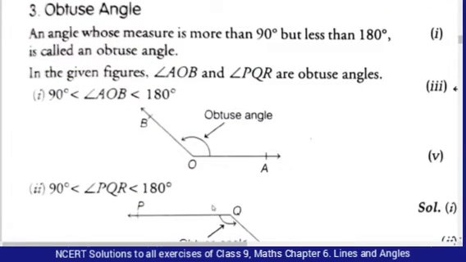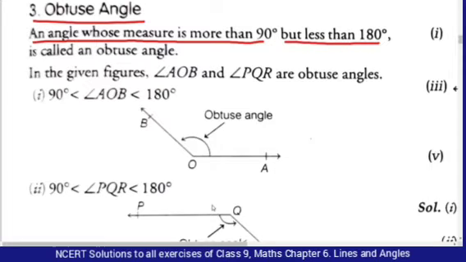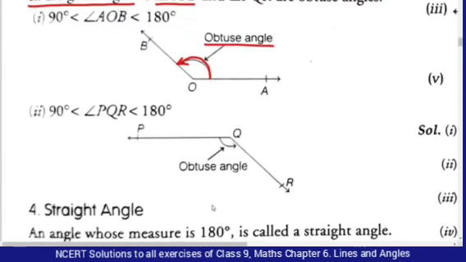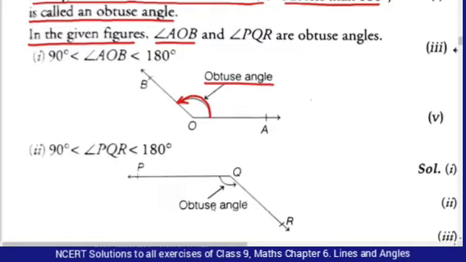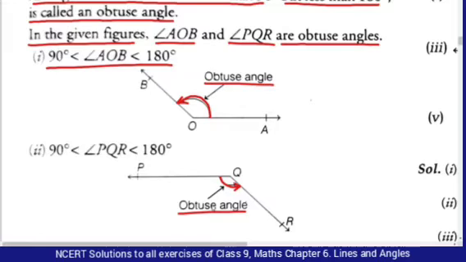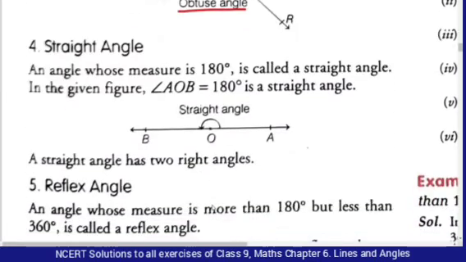Third, obtuse angle. An angle whose measure is more than 90 degree but less than 180 degree is called an obtuse angle. In the given figures, here angle AOB is an obtuse angle and angle PQR is also an obtuse angle. First one, angle AOB is lying between 90 to 180 degree. Even angle PQR is also lying between 90 to 180 degree. So these are obtuse angles.